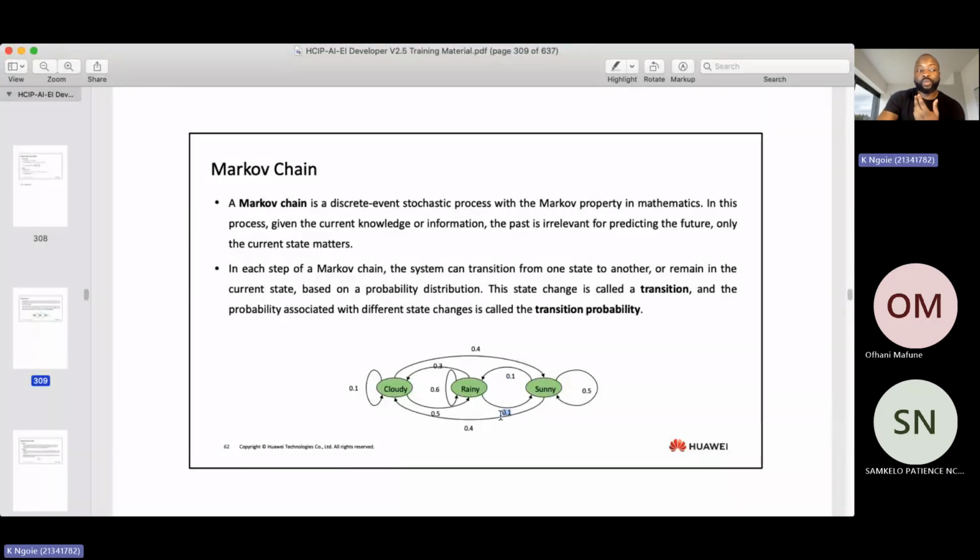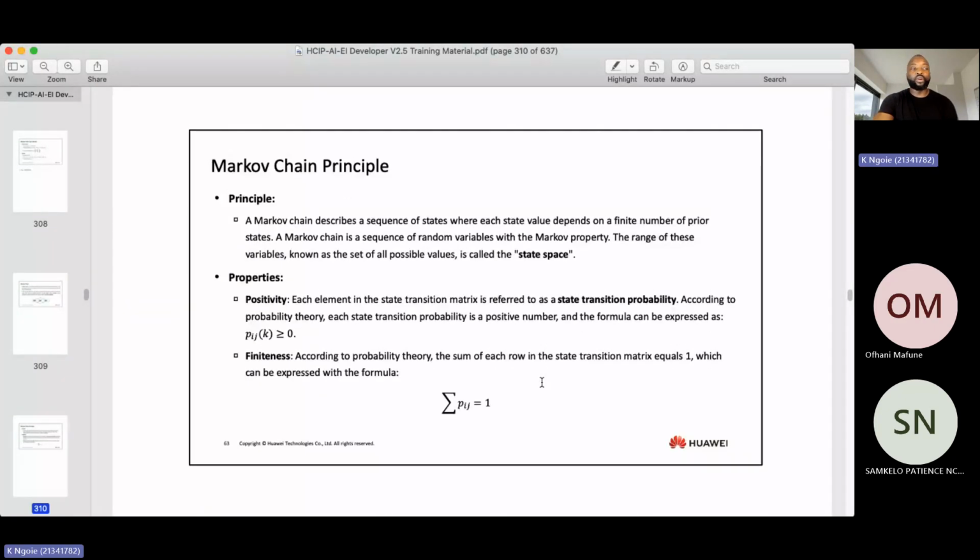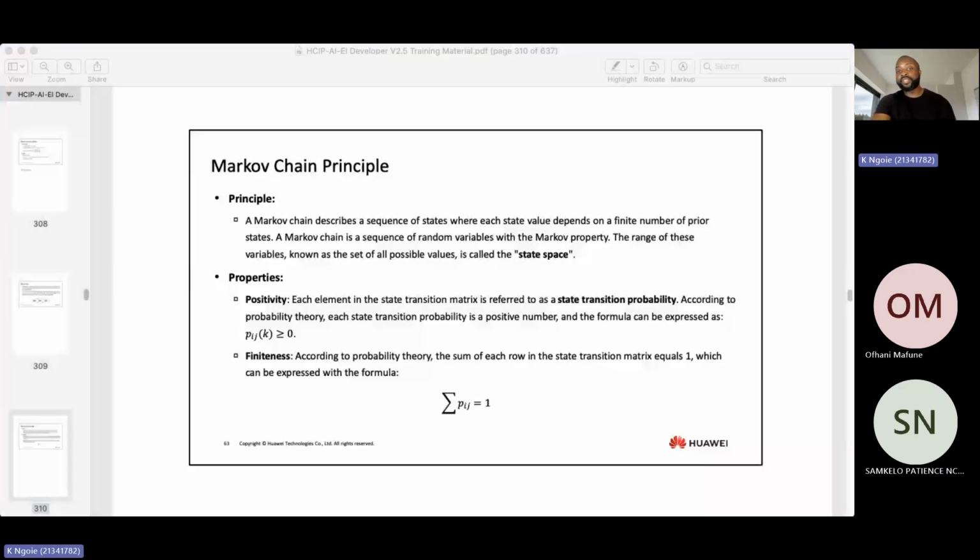So these are the transition probabilities. Now this is how the Markov chain will work. Basically, understand that the Markov chain is a sequence of events where the probability of each next state depends only, remember, only on the current, the present state, and not on how you got there. You understand? So there's no memory.